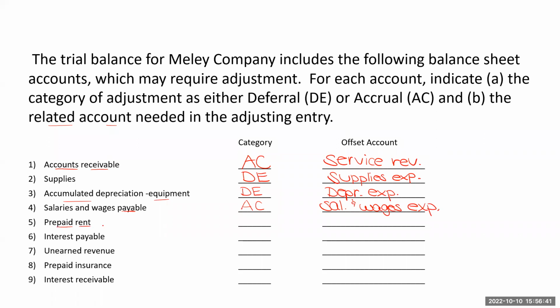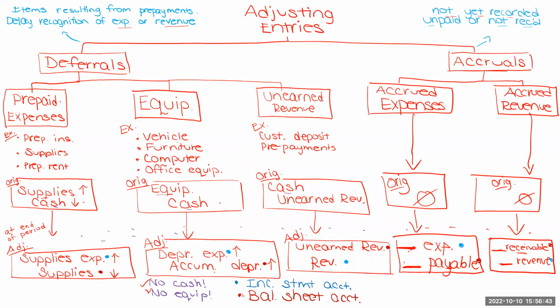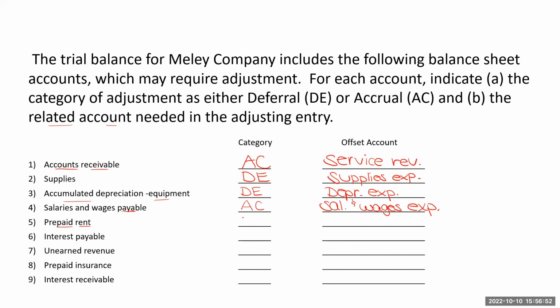Prepaid rent. Prepaid rent follows prepaid expenses. So it's going to be on the deferral side. Offset is an expense account. So specifically rent expense. Interest payable, just like your other payable up here. It's on the accrual side and the offset is going to be some sort of expense account. Since we're talking about interest, let's do interest expense.